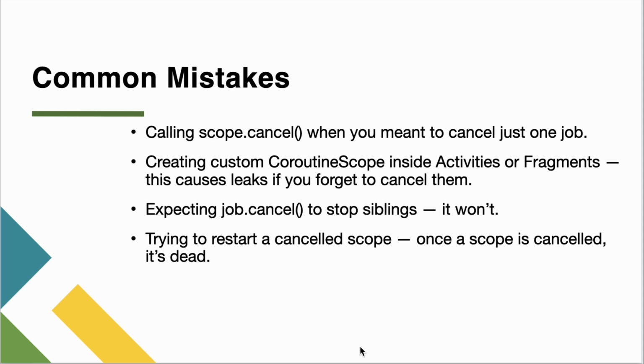Now the common mistakes that most of us make are these. Calling scope.cancel when you meant to cancel just one job. As I've explained in the example also, we are not supposed to make use of scope.cancel if the target is only and only to cancel one job. Creating a custom coroutine scope inside activities or fragments, this causes leaks if you forget to cancel them. Then expecting job.cancel to stop siblings, it won't, because that is the intention and the behavior of job. It will just cancel its own relevant things, not the other children or siblings.